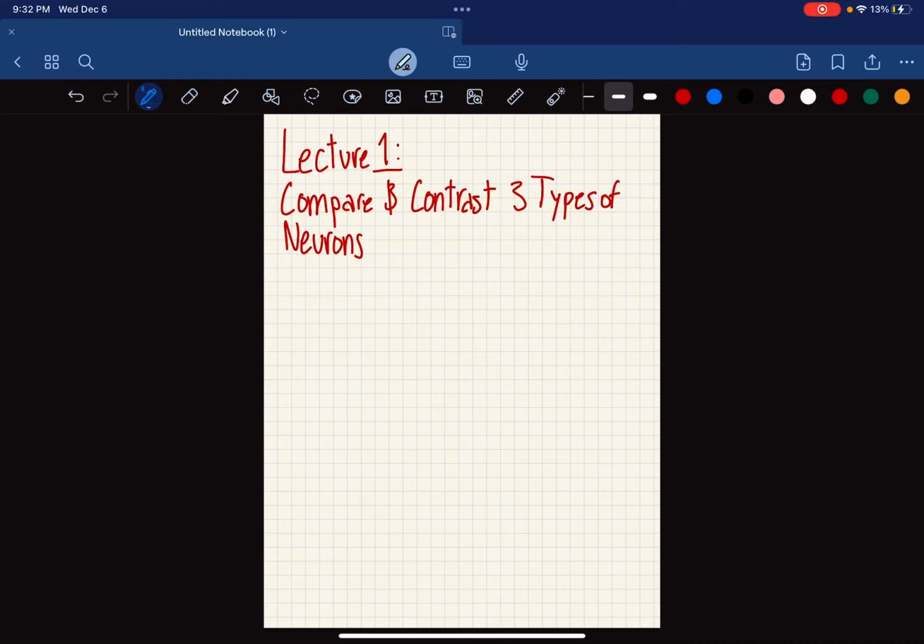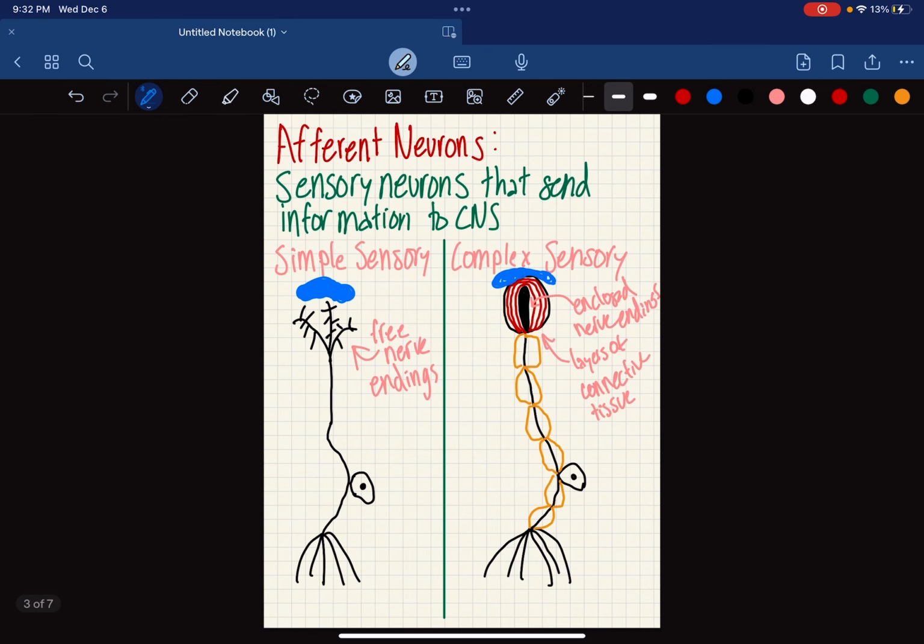In this short review video, we'll be going over Lecture 1 standard of compare and contrast three types of neurons, which are the efferent neurons, afferent neurons, and interneurons. So the first neuron is the afferent neuron. It's a sensory neuron that sends information to the CNS, which is the central nervous system.